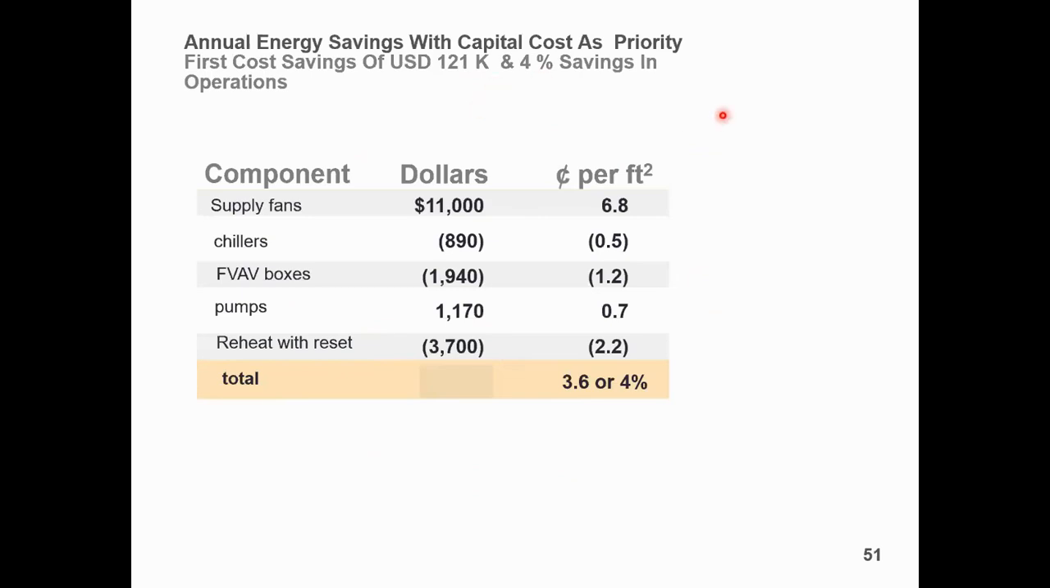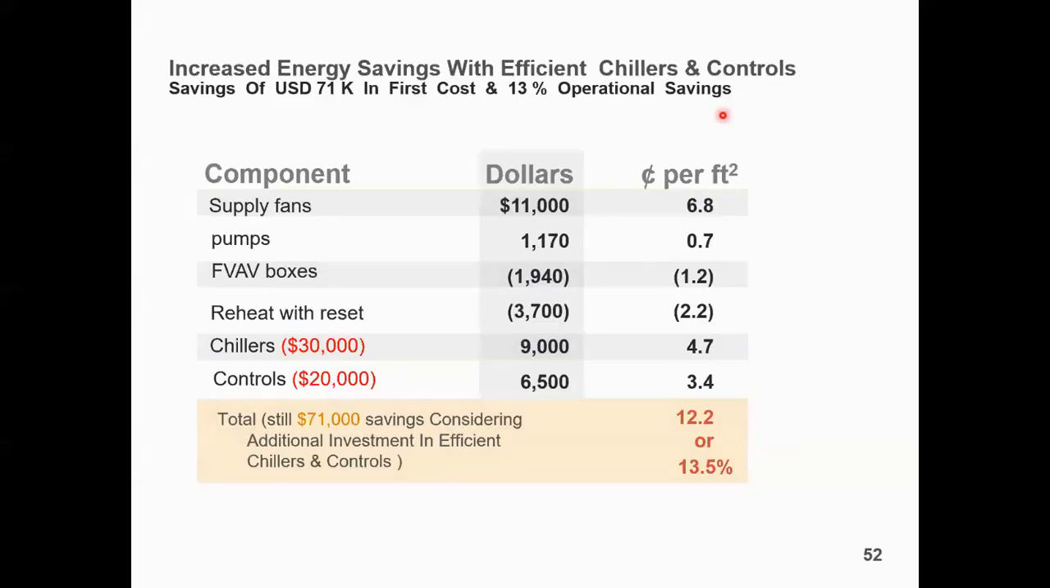But our team shared a proposal confirming that if they had invested another $50,000 on this system, their energy savings would have gone from 3.4% to around 12% to 13.5%. And at that time, they could still save $71,000 in the first cost with 13% operational savings.